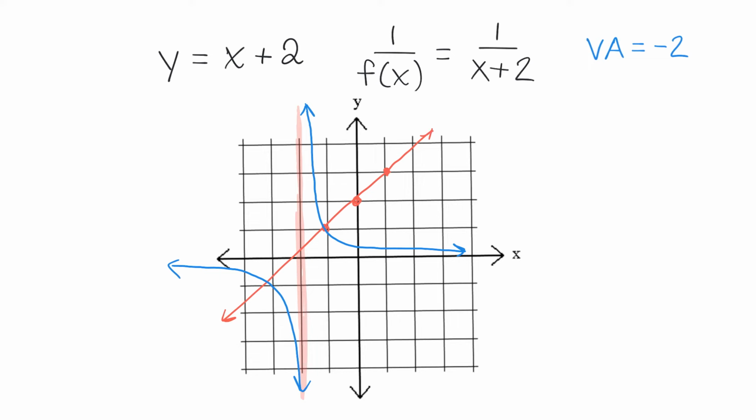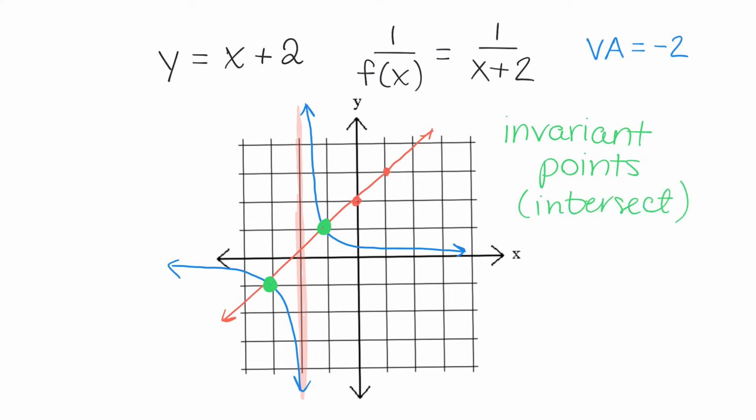Now, here's what we want to look at. These graphs are going to cross somewhere, if I was a better grapher. There are going to be 2 points where they intersect, and those places are called invariant points. So the invariant points are where they intersect, okay? And we want to know where those invariant points are.